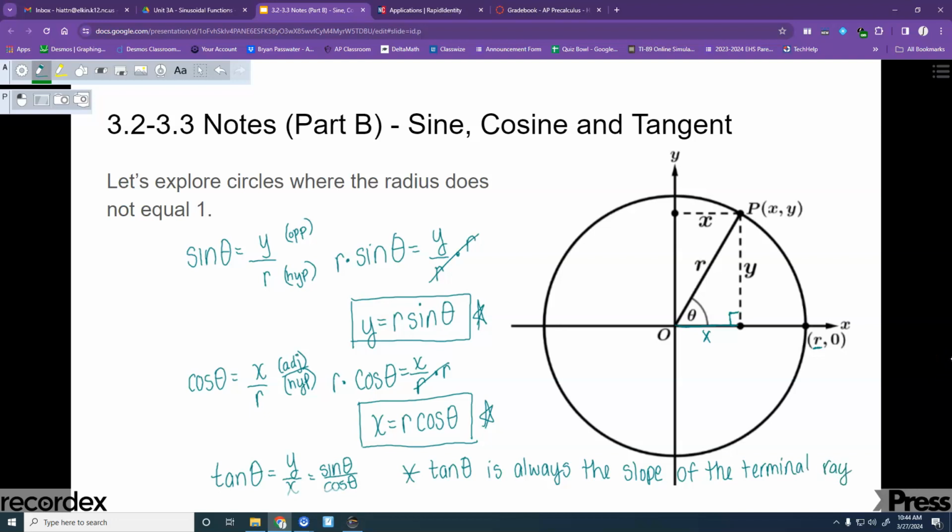So y over x is going to give you the slope of that line right there. So if you get a question about the slope of the terminal ray, tangent equals that slope for those. All right, so let's move on.